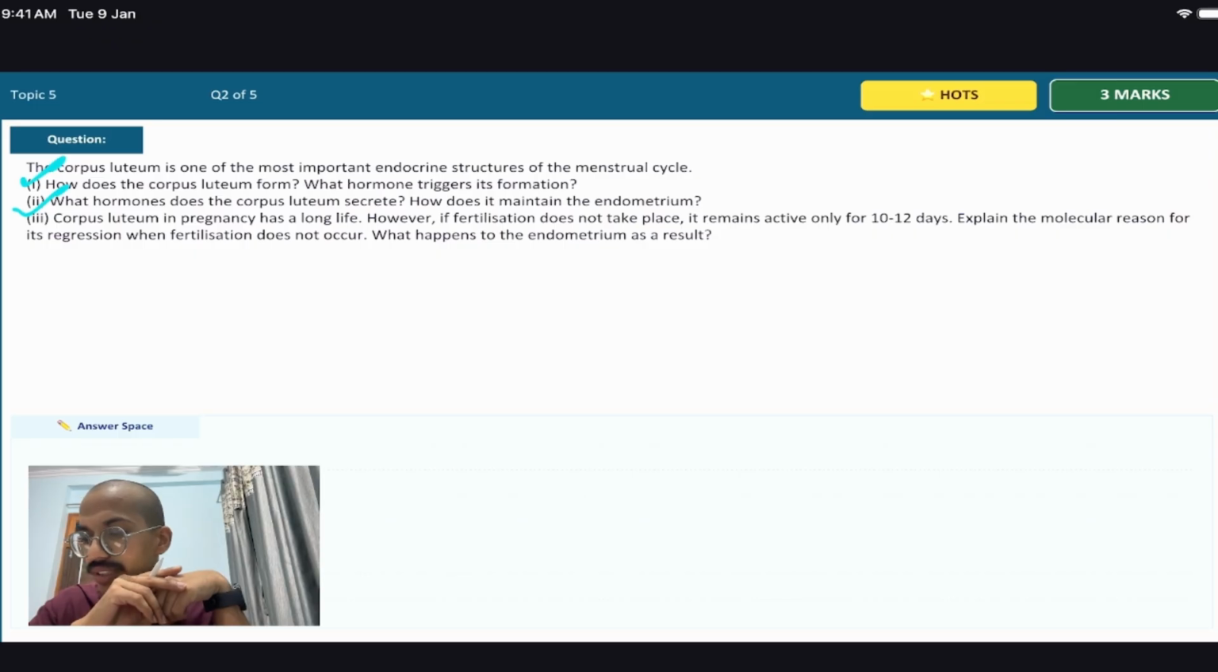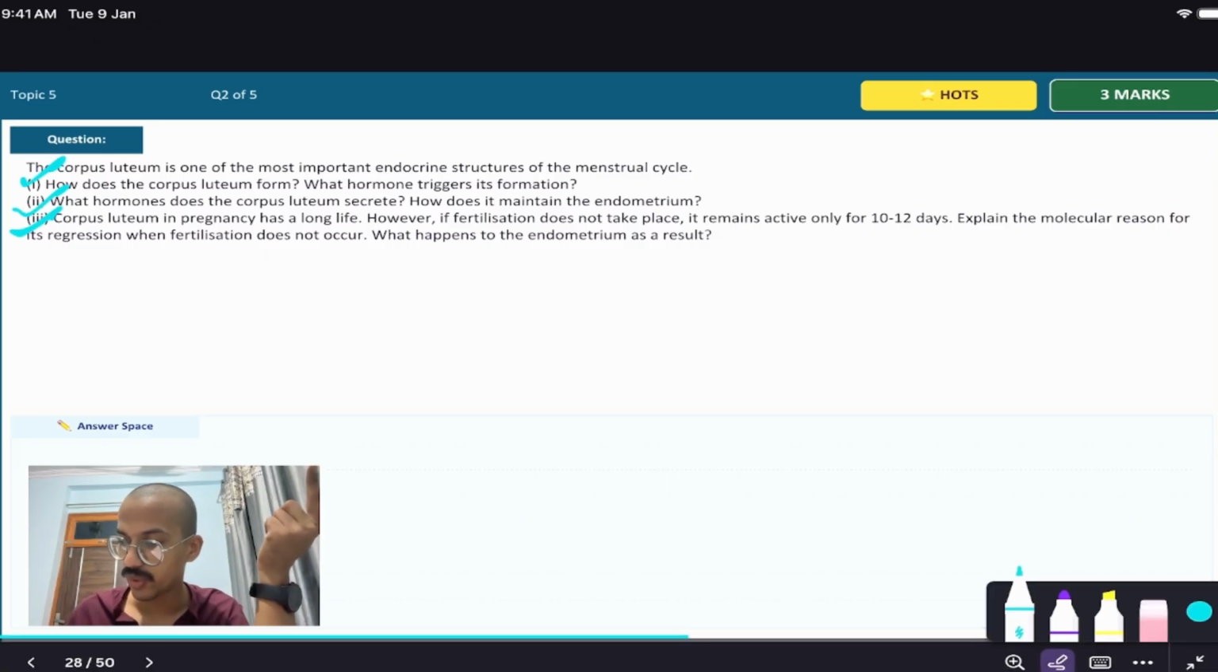Explain the molecular reason for its regression when the fertilization does not occur. What happens to the endometrium lining? So if the fertilization does not occur, then what will happen? Your corpus luteum only works for 14 days. But once the fertilization occurs, the HCG will start releasing. That HCG and the chorion will support the corpus luteum to keep on forming, to keep on releasing the structure. So this is the major thing working over here.